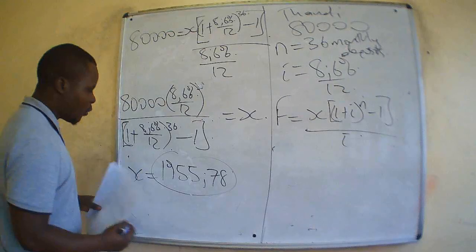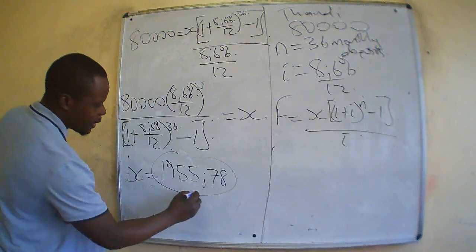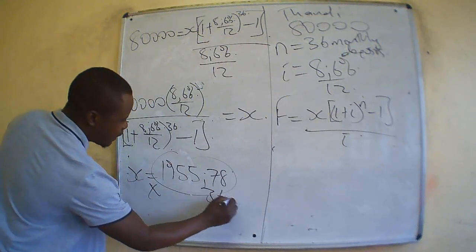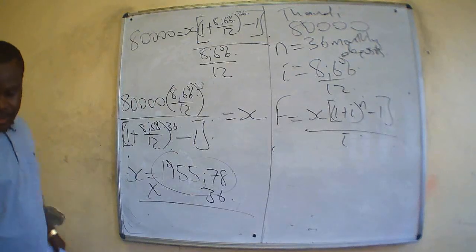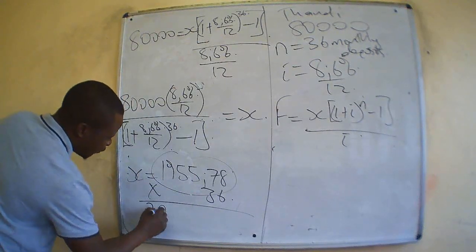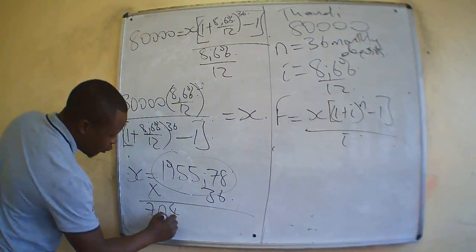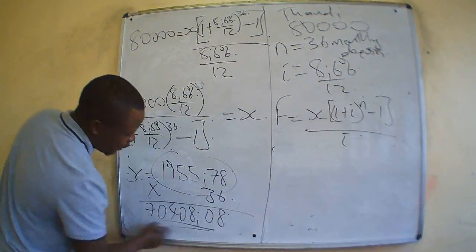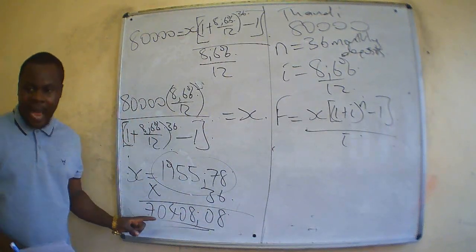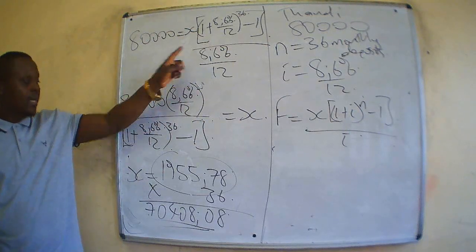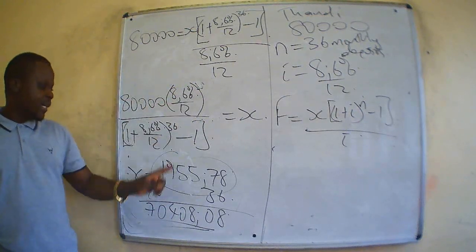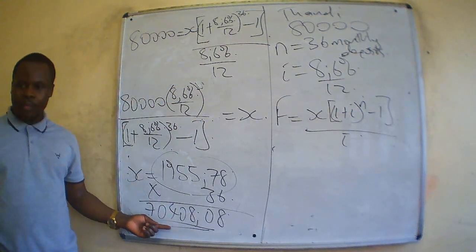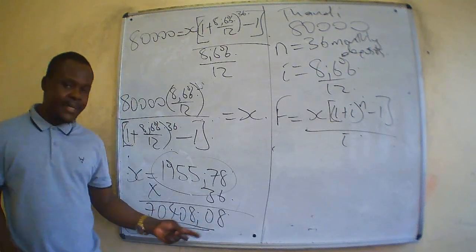For Tandy, we understand that she did this for 36 months. Let us multiply by 36. Multiplying by 36 gives us 70,408.08. This is what Tandy is going to deposit after 36 months. So after 36 months, Tandy has deposited 70,408 rands and 8 cents.